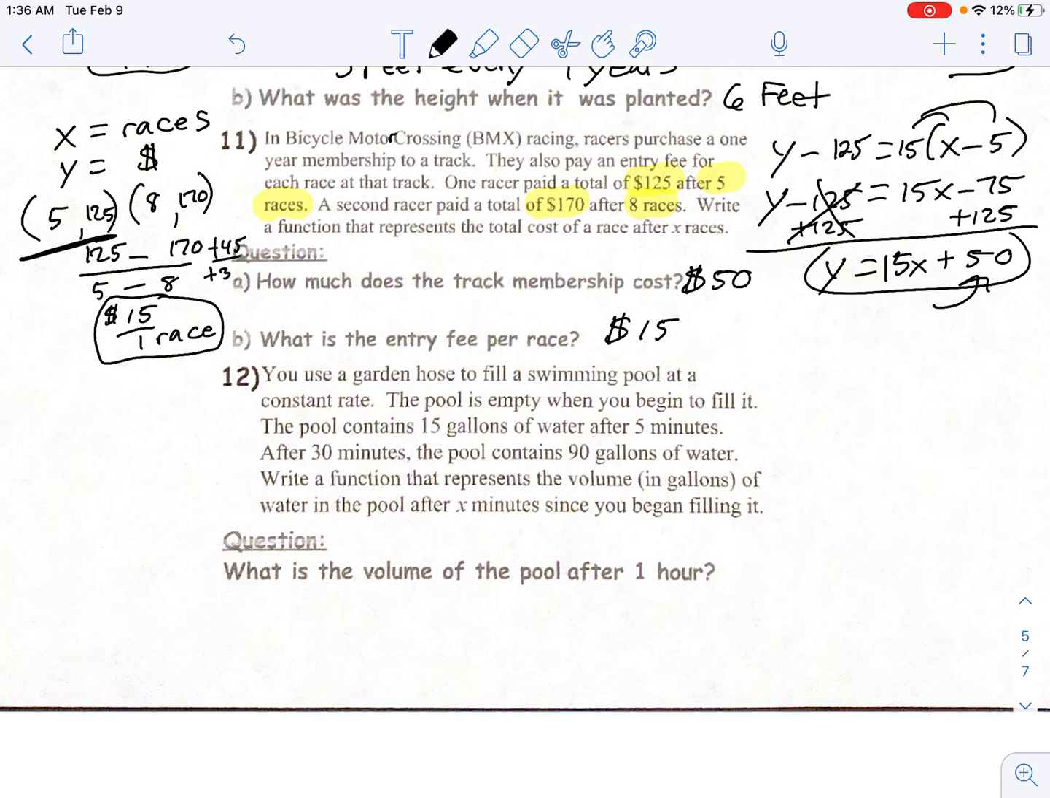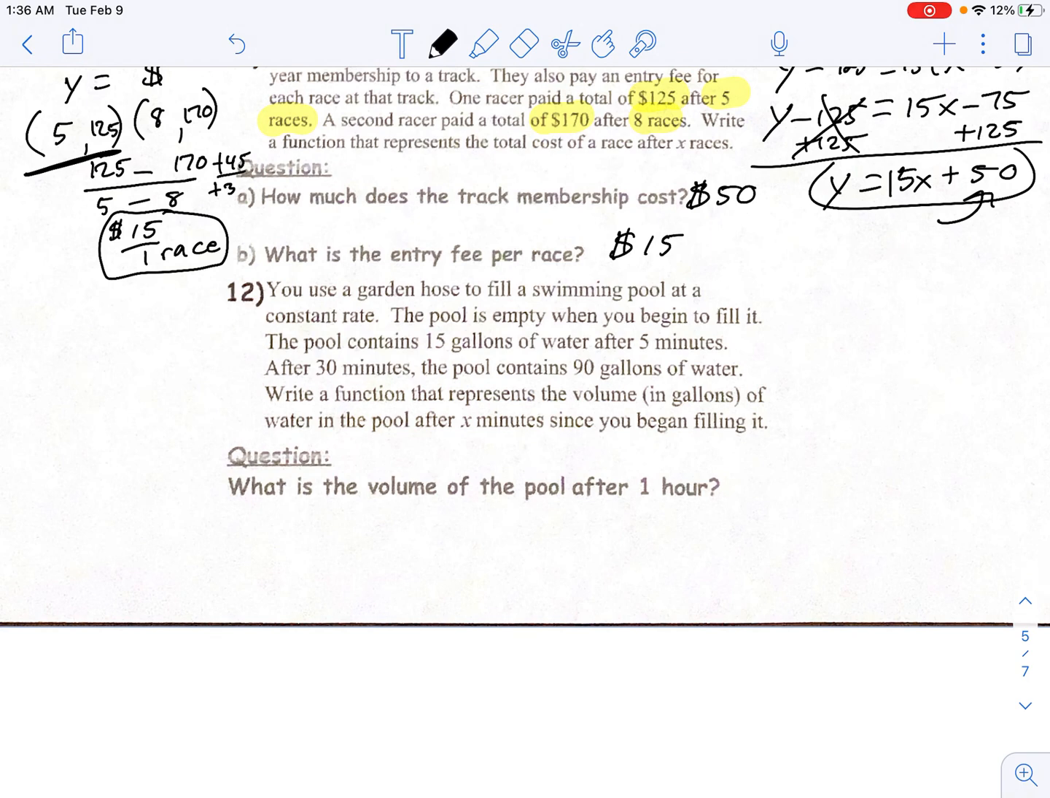All right, last one. Okay, number 12, it says you use a garden hose to fill a swimming pool at a constant rate. The pool is empty when you begin to fill it. The pool contains 15 gallons of water after 5 minutes. After 30 minutes, the pool contains 90 gallons of water. Write a function that represents the volume in gallons of water in the pool after X minutes. So it tells you that X is in minutes. And I think you can assume that Y is probably going to be in gallons, since that's what it's talking about.